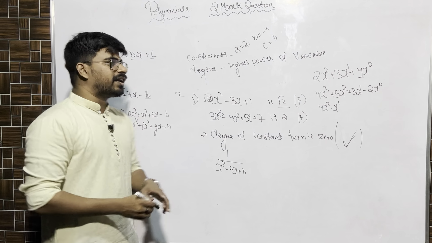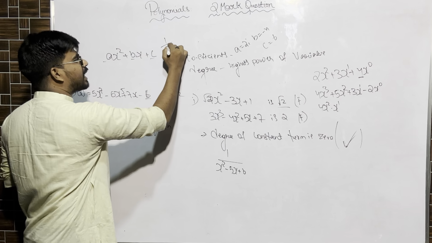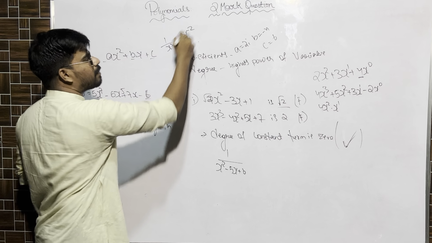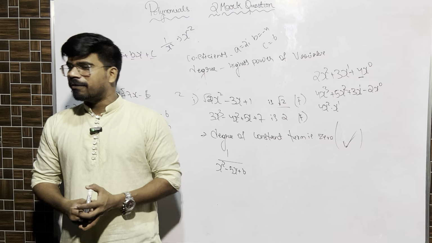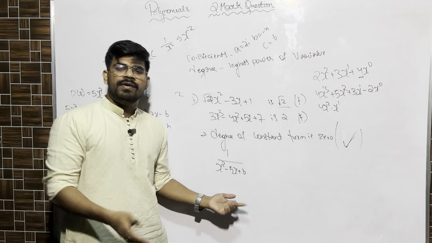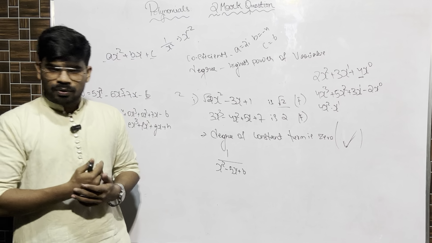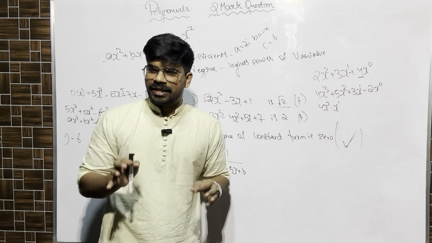If I take it to the numerator, for example, 1 by x square, this is nothing but x power minus 2. I said x power 2 should be there. For a quadratic polynomial, x power 2 should be there. X power 2 is there. However, that is in the denominator. You see how confusing it is. Just by looking at it, we'll think that power 2 is there.